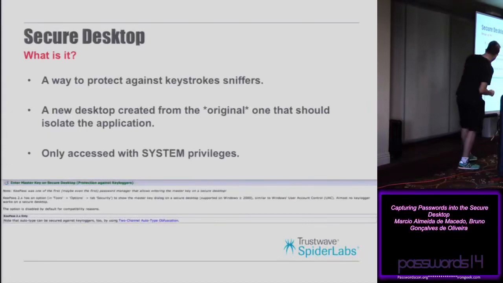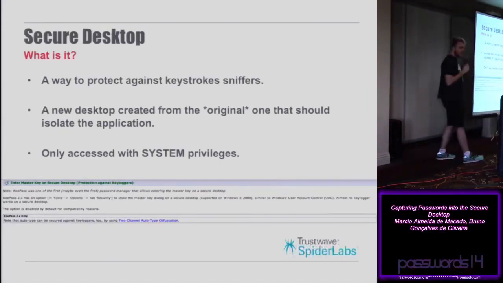Here is a note from KeePass, and you can see "Enter master key on secure desktop." In the end, I will explain a little bit more. As you can see, I'm just talking about userland processes and privilege, because when you're working with kernel land, you're not talking about the application, but about the operating system. So that's not the point here.